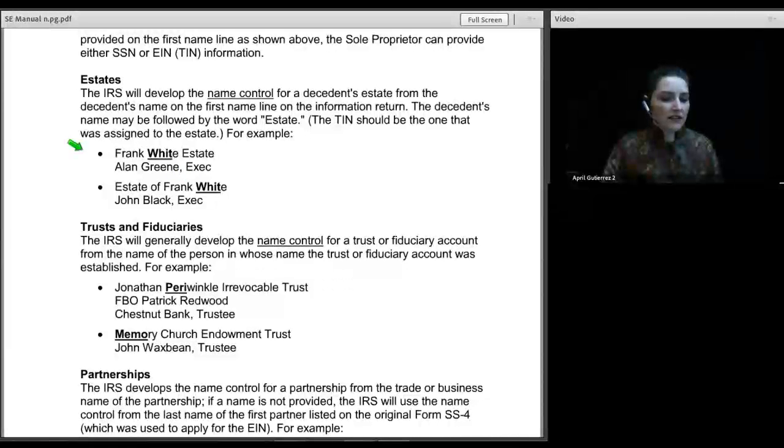How do we find, in the estate, the Frank White estate, what field is the IRS looking for? Is it looking for Frank, or is it looking for White? And IRS says it's going to be looking for White. Or the estate of Frank White is still looking for White.